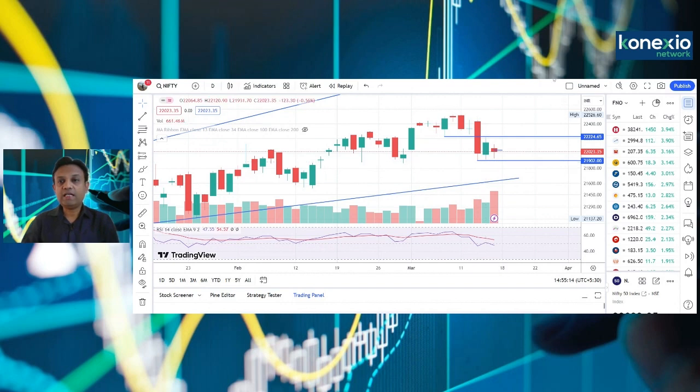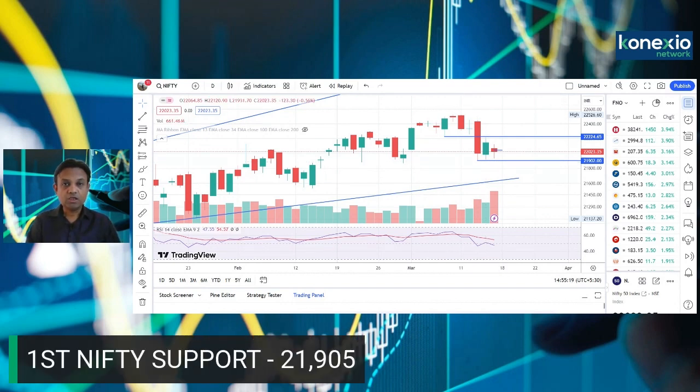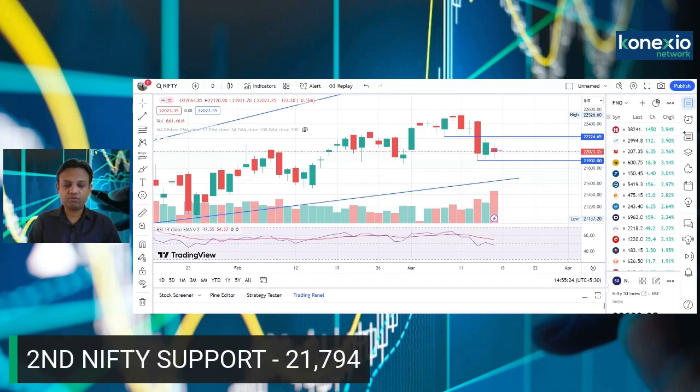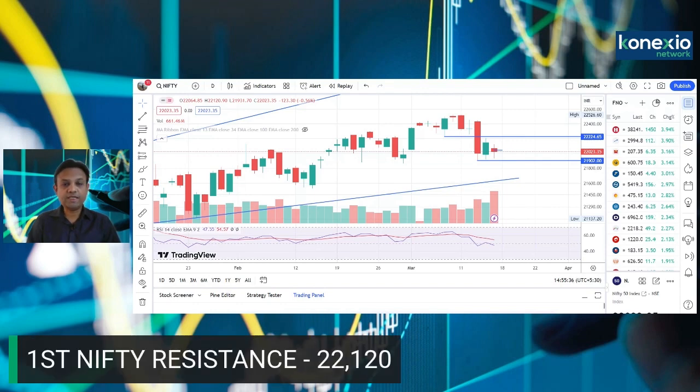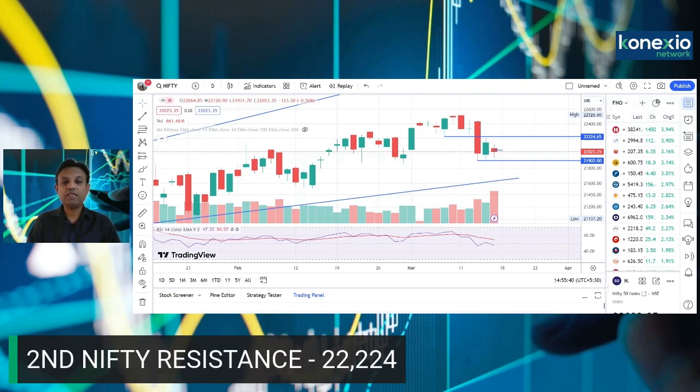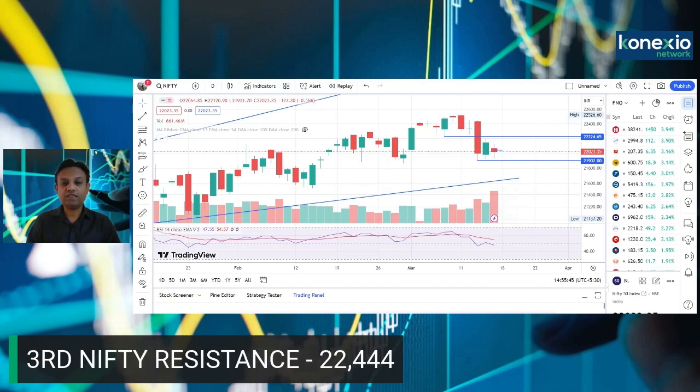So now friends, let us discuss the important support and resistance levels in Nifty for the next week. The first support in Nifty is placed around 21,905, and to be precise 21,900. Below that, the second support is placed around 21,794, and the third support is placed around 21,629. Whereas on the upside, the first resistance is around 22,120. Above that, the second resistance is around 22,224, and the third resistance is around 22,444.